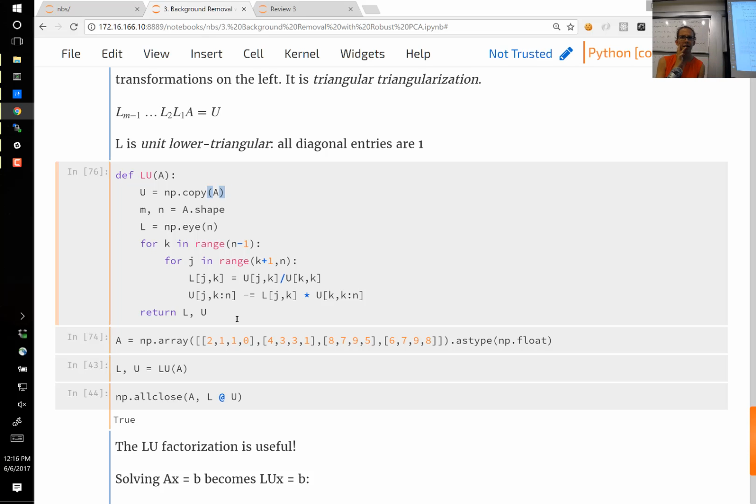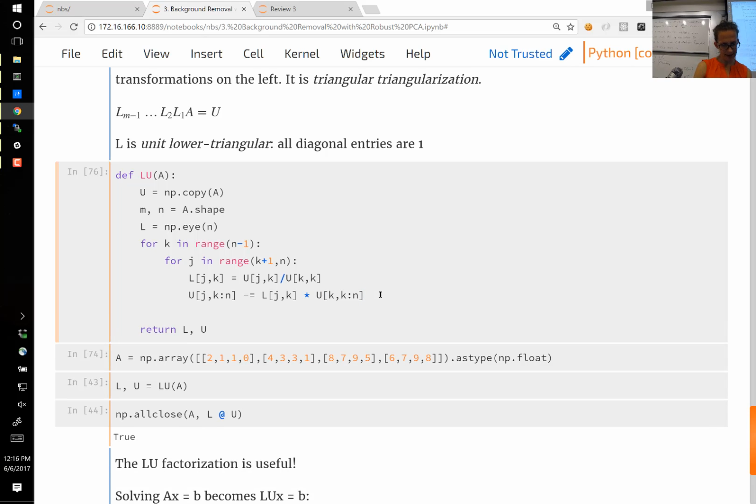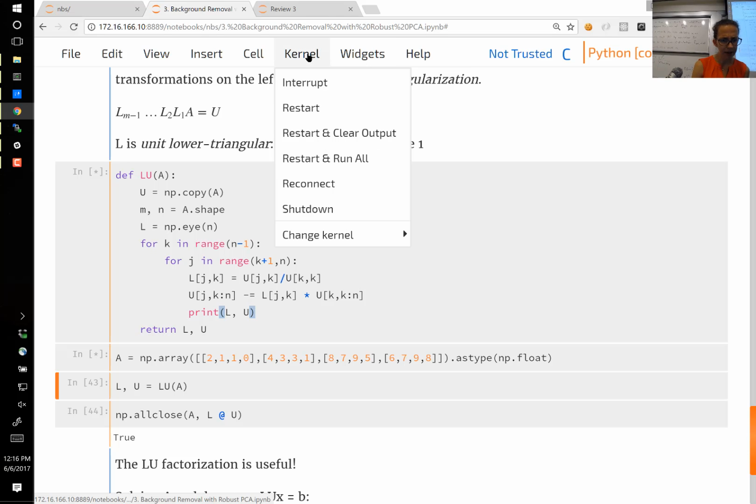Are there questions about this? And actually, maybe it would be helpful. Let me add a step. This might be too much, but I could try printing L and U each time. Oh, I might not be connected to the kernel. Let me check.